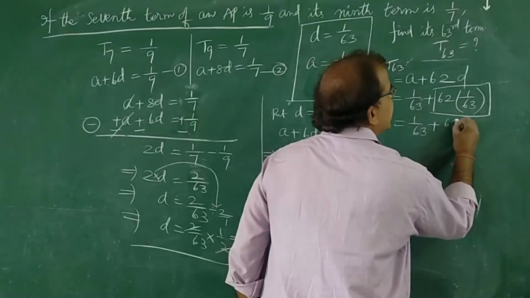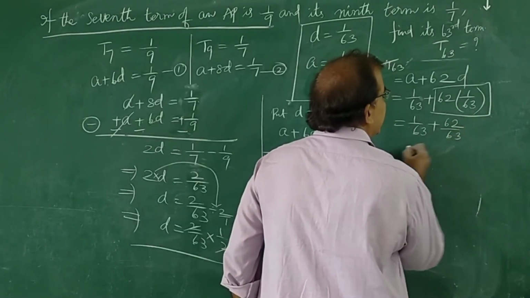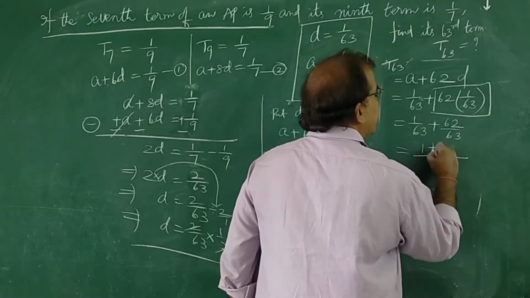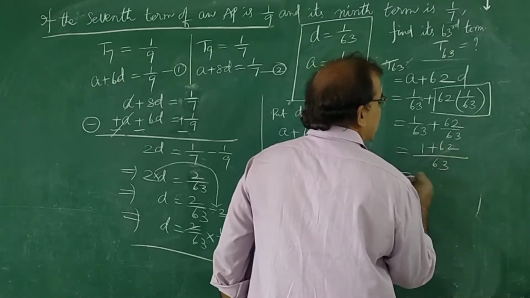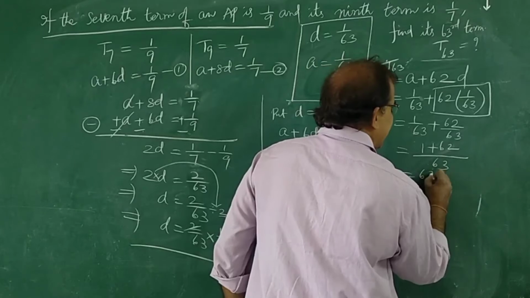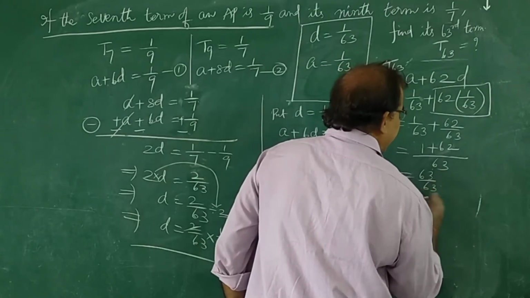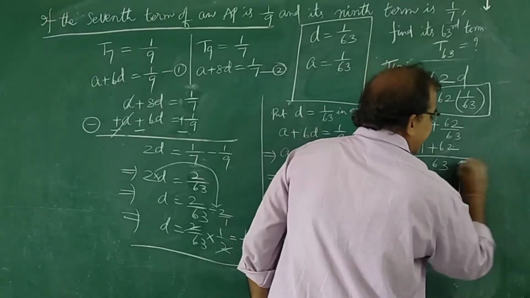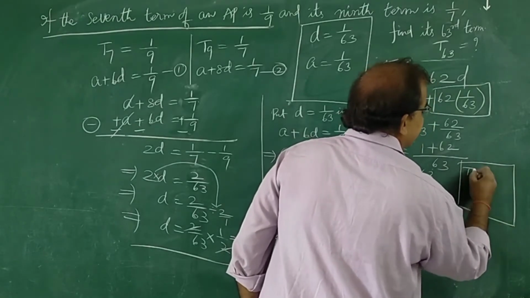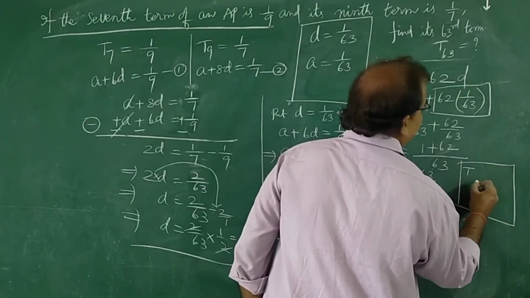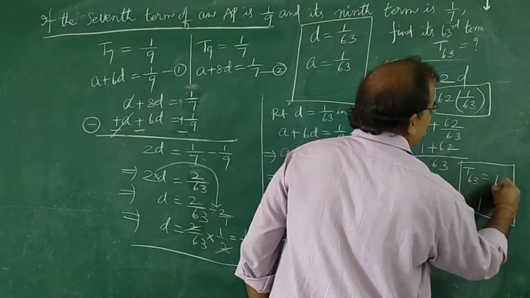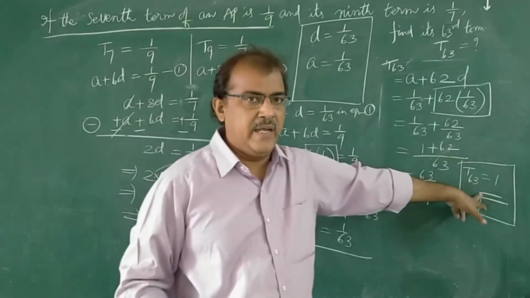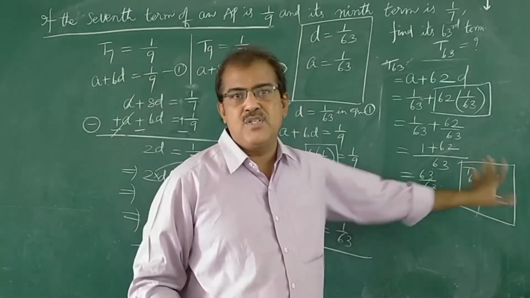62 into 1, 62 by 63. So finally, with denominator 63, 1 plus 62 by 63, that is 63 by 63, which is equal to 1. Therefore T63, that is nothing but the 63rd term, T63 is equal to 1. This is the final answer. The 63rd term is equal to 1.